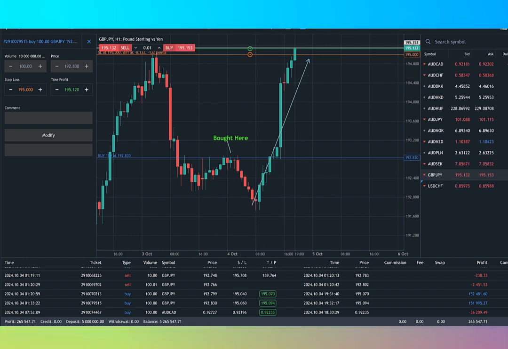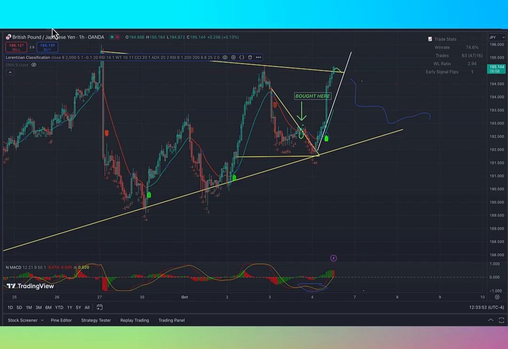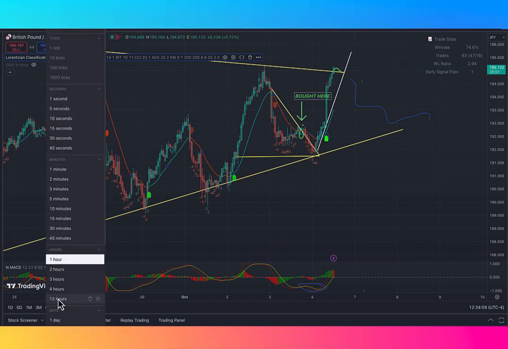The Lorentzian classification really comes into play here. At the 1 hour, it doesn't look correct, or it doesn't look like it makes sense to buy in a position where it's telling you to sell. However, I also used the trend lines here, and I also saw that there was a crossover here that was a pretty deep crossover. We can go to the 1 day.